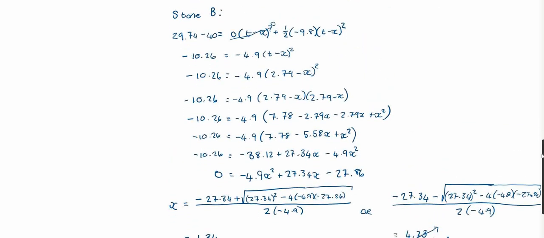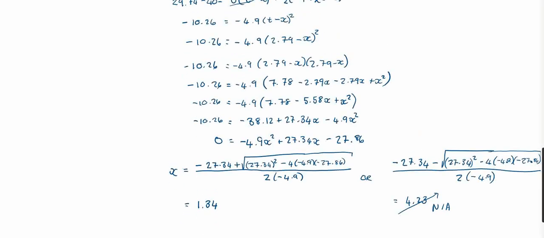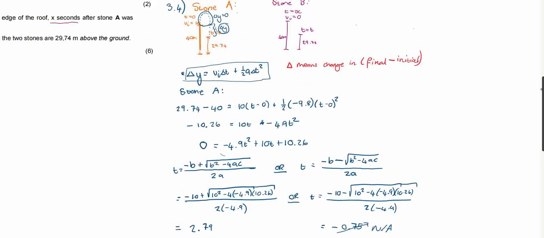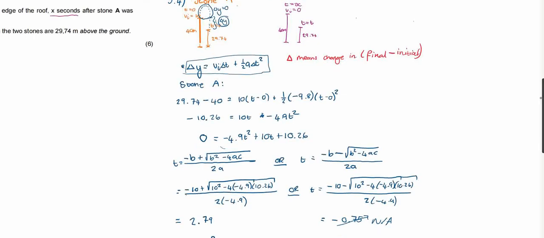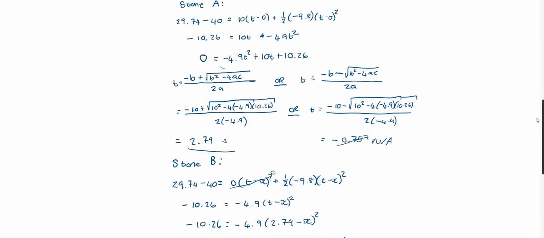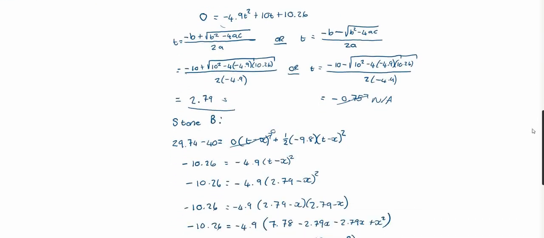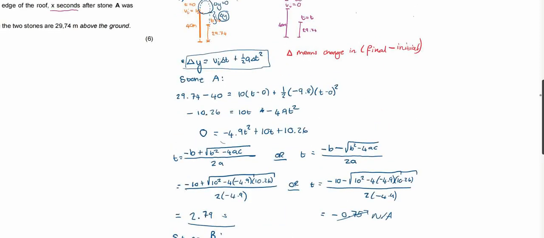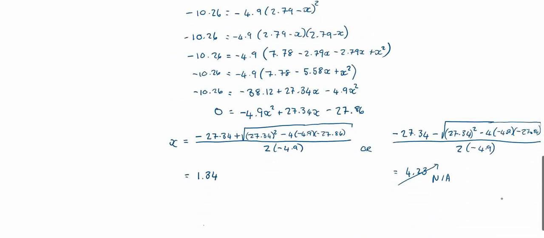2.79 seconds to reach this point here where both A and B meet, and so it can't take B longer than this 2.79 seconds. Otherwise, stone A would already have moved past this 29.74 meters. So conclusively, x is 1.34 seconds.